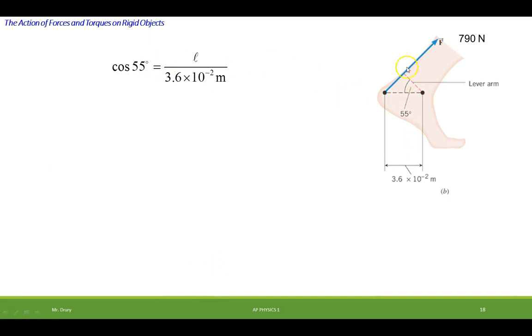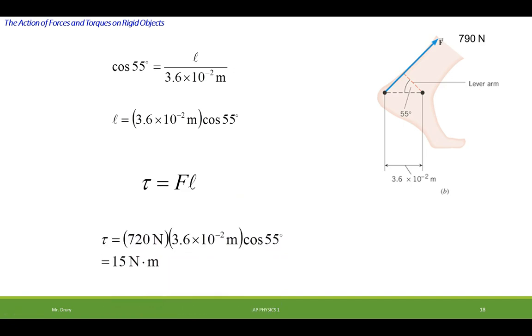So, if we know that this distance here is the hypotenuse, this is the adjacent, and we're trying to find the adjacent, we can find the adjacent length. So solve that for length. That will be the length of our lever arm. The torque is equal to force times lever arm. So we can put it into our equation and solve for the torque that was required.